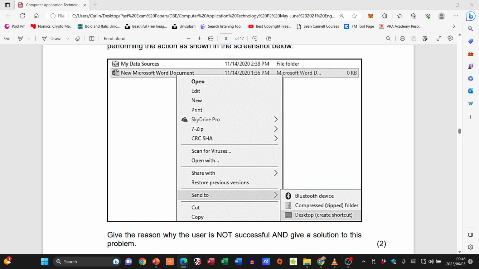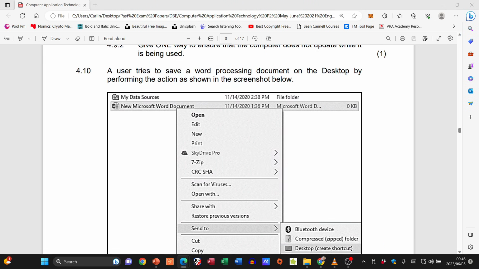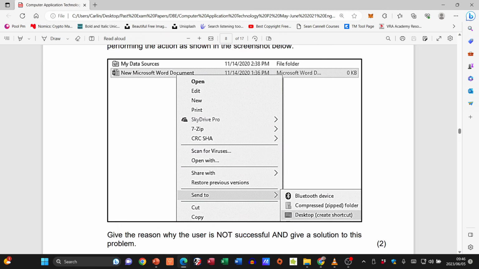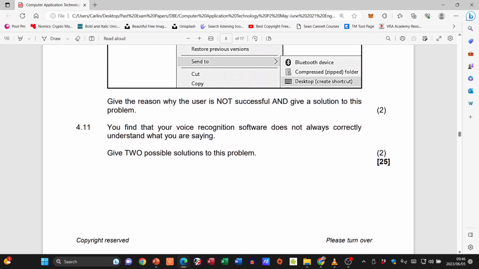Well, the reason is this individual has right-clicked on this file and they are telling Windows that they want to send it to the desktop. In other words, they want to create a shortcut on the desktop to this file. Is this what the person wanted to do? No, they want to save a word processing document onto the desktop. What are they going to have to do? Well, if they want to do it this way, they're going to have to right click and say copy, and then go and paste it onto the desktop. Alternatively, they could open the file and go, file, save as, and make sure that they've saved it to the desktop. Those are the ways. So that's the reason why this won't work and what they can do to sort that out.